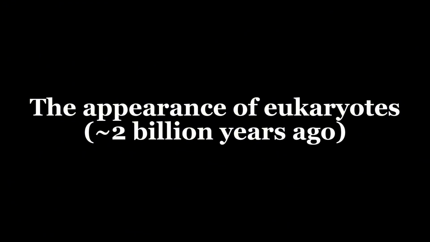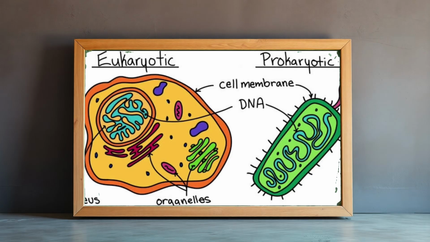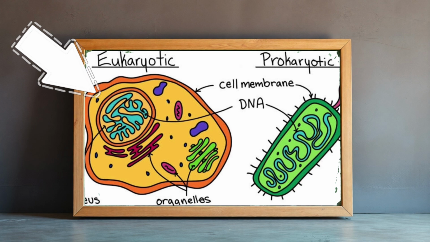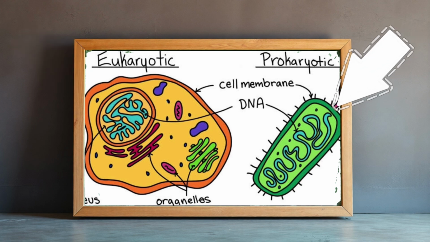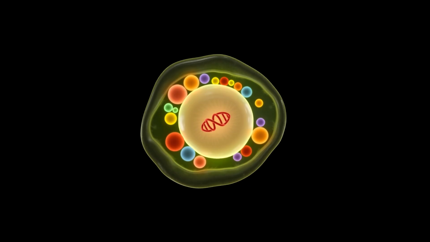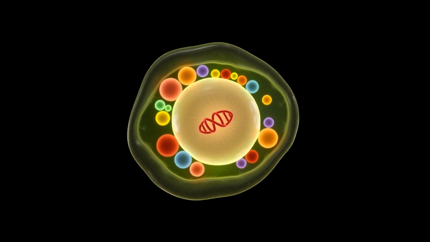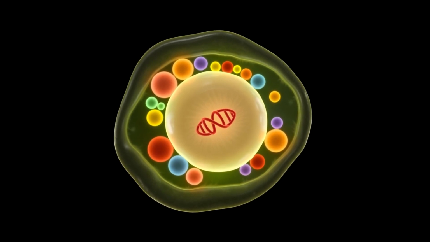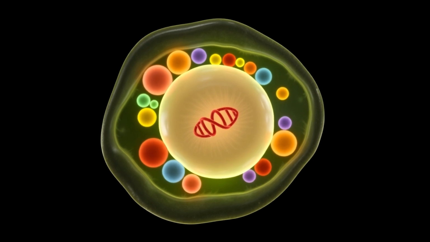The appearance of eukaryotes about 2 billion years ago. The next important step is the appearance of eukaryotes. Before that, all organisms were prokaryotes, simple cells without a nucleus, but about 2 billion years ago, eukaryotes appeared, more complex cells with a clear internal organization. What's so special about them?